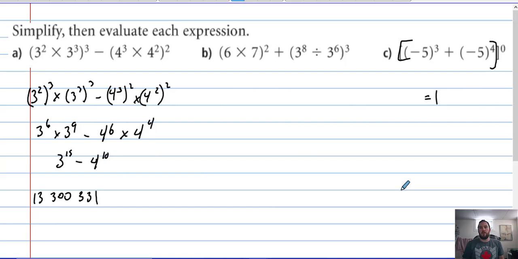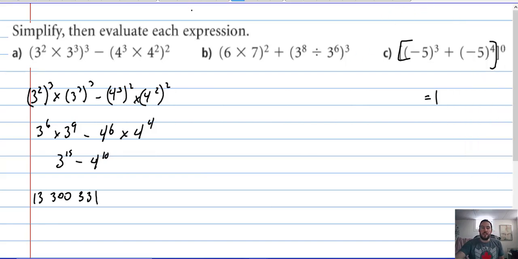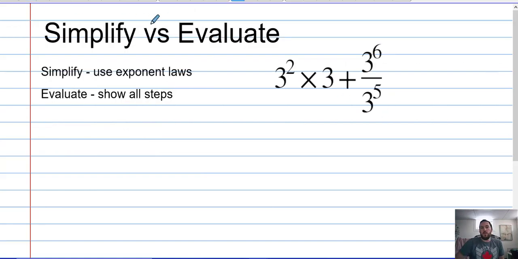When do we use our power laws or our exponent rules? When are they going to make our lives easier, and when are they going to make our lives harder? The more practice we get with this, the better we're going to be able to apply those rules in a way that makes our questions easier to do. Let's do one more and look at what this question is saying. So simplifying versus evaluating. Understand what that means.